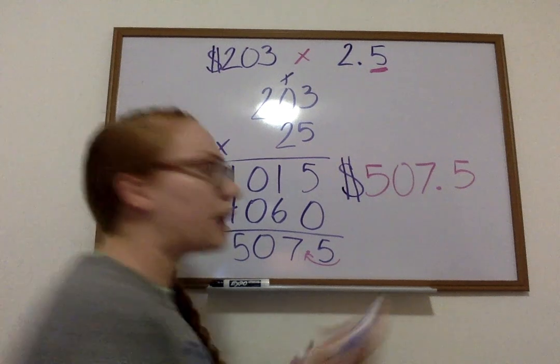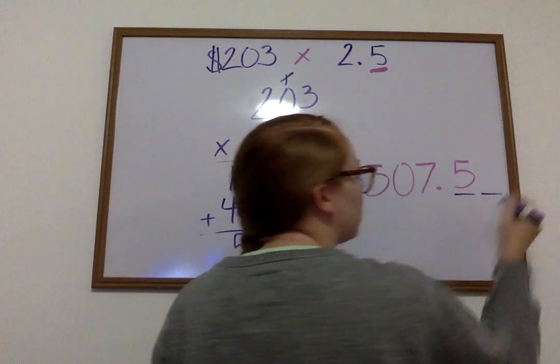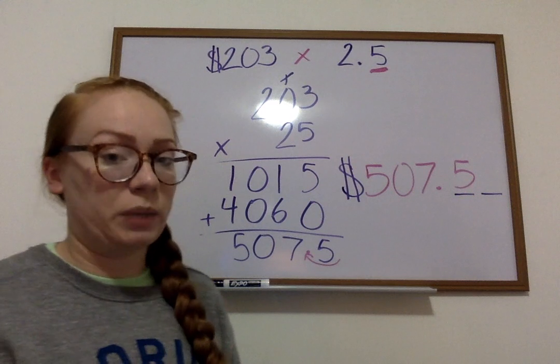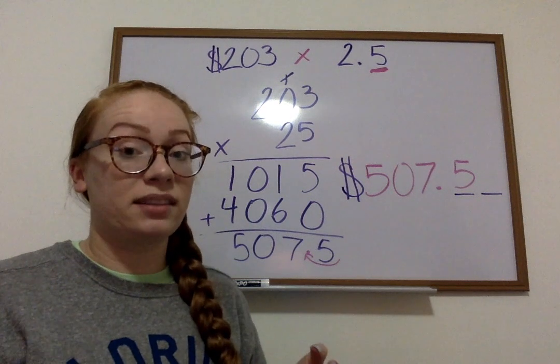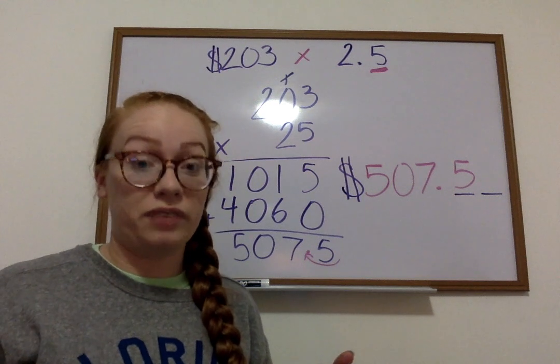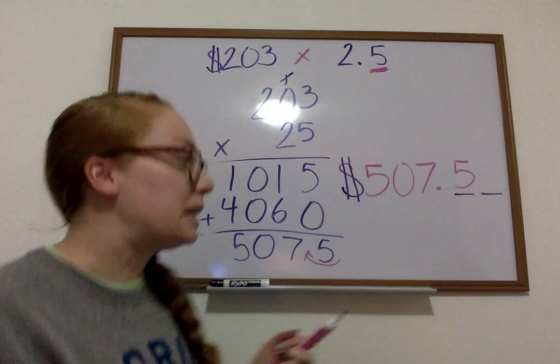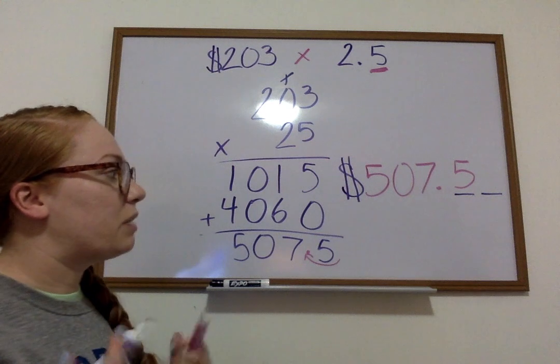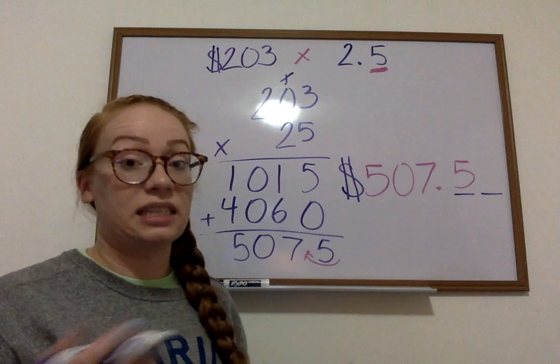The change always has 2 spots. And that 5 is in the tenths place, meaning 5 tenths. If I have 5 tenths, that means 0.50. So that means that my party is supposed to be $507.50.